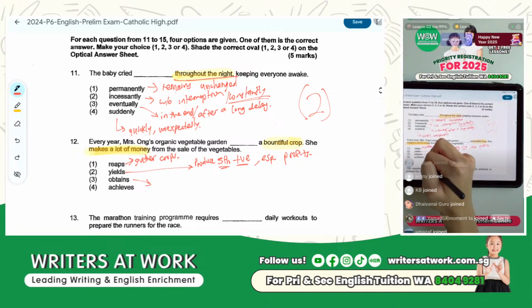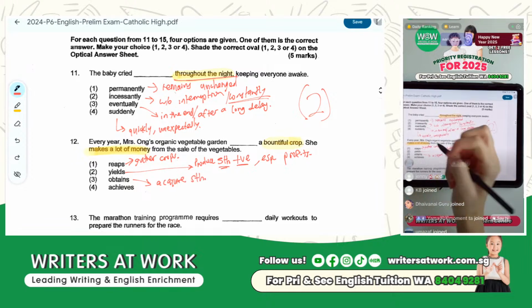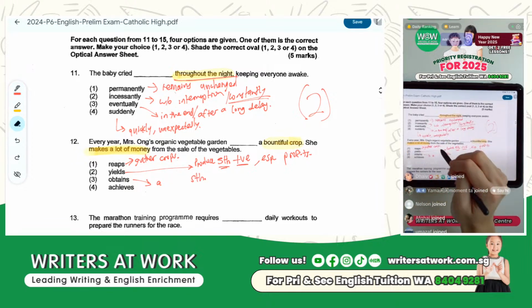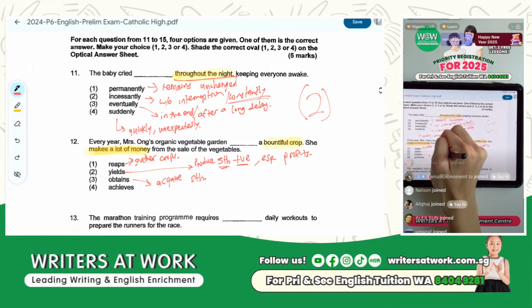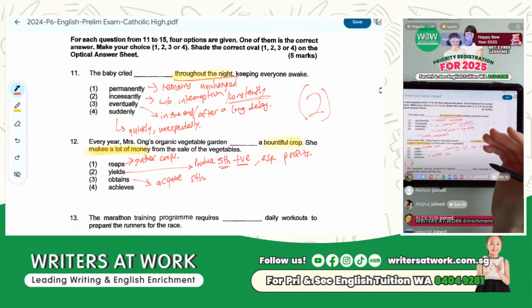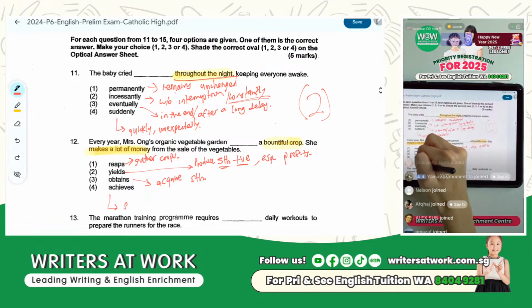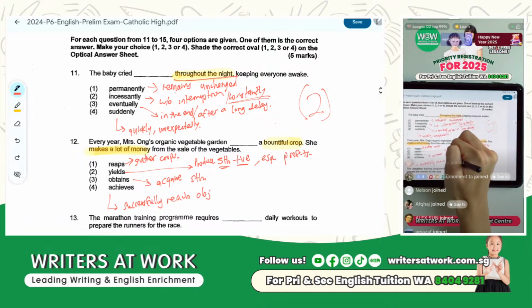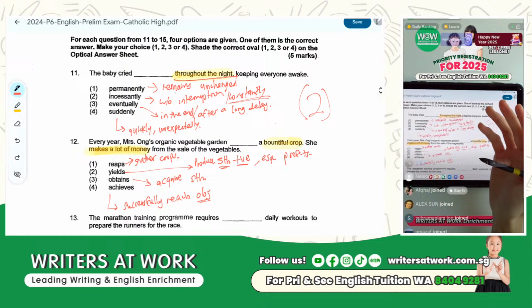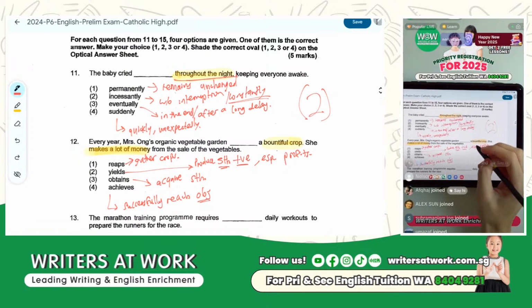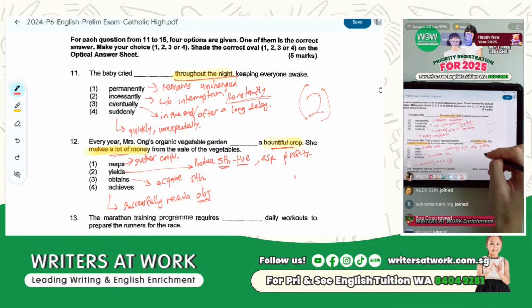Now, number 3, obtain. Obtain means that you acquire something. I obtain my trading cards. That means I managed to get something. While achieve means you successfully reach an objective. Okay, so this objective can include things like your goals, your aim of a certain activity. Alright, so you can see we look at bountiful crop that can make money. The closest option that we have is number 2, when you yield something.